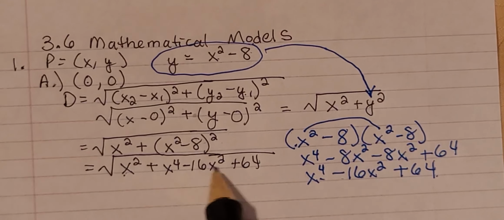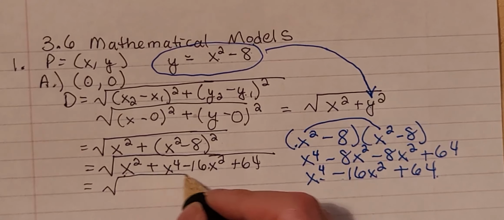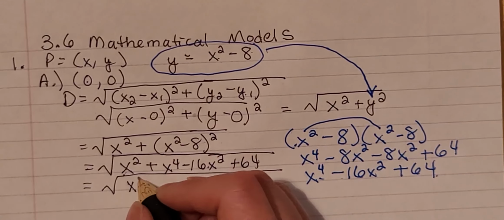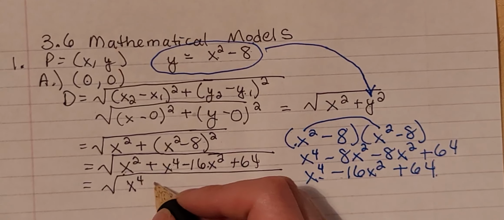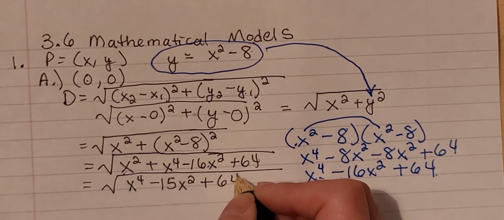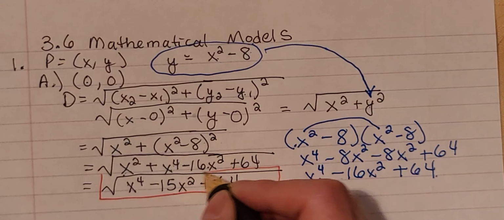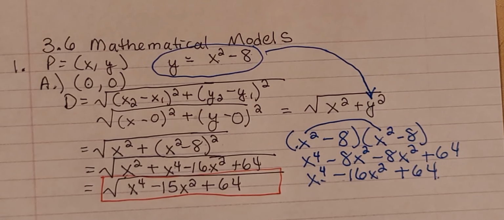Now the two x squared terms match, so we're going to combine those. We're going to write it in more standard form, so the x to the 4th goes first. Now that we have that simplified, this is your answer for A. So that's the first answer.